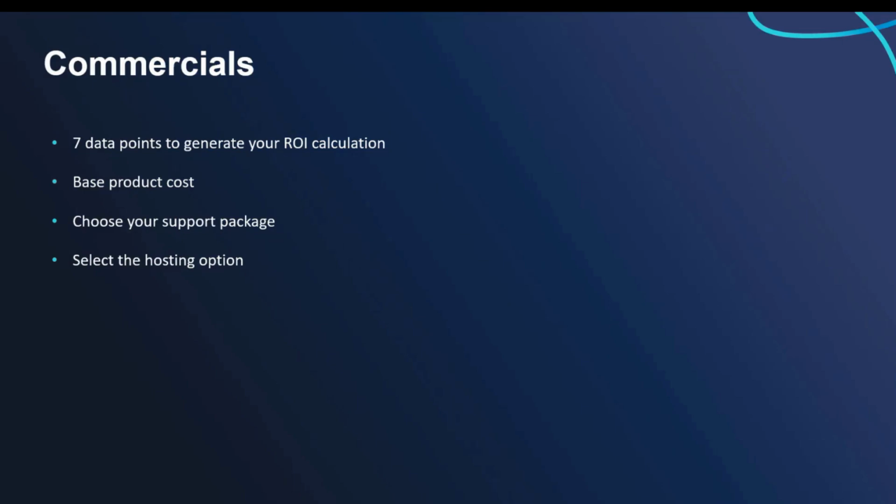So commercially then, how does it work? In order to generate your site-specific, business-specific ROI calculation, there's 7 data points. And after this call, we'll send around a link to fill in a form if you'd like to generate an ROI calculation for a site you've worked on or a site you're working with. We can do that for you, and it requires 7 data points. From there, there's a base cost for the product, which is a fixed monthly cost.